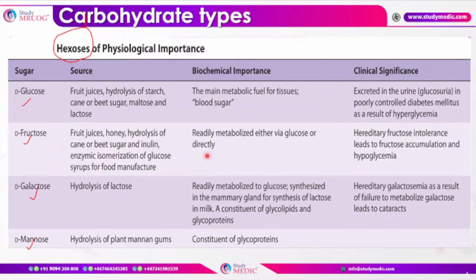And if this fructose is not properly digested because of enzyme deficiencies, the condition is called hereditary fructose intolerance, where there will be fructose accumulation leading to hypoglycemia. About galactose, it is obtained from the hydrolysis of lactose. Lactose is a disaccharide, the milk sugar obtained in milk. Now, hereditary galactosemia is a clinical condition where the enzyme required for galactose metabolism is defective, causing conditions like cataract or mental retardation.